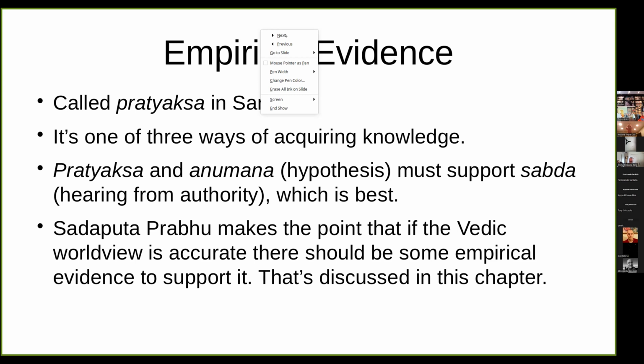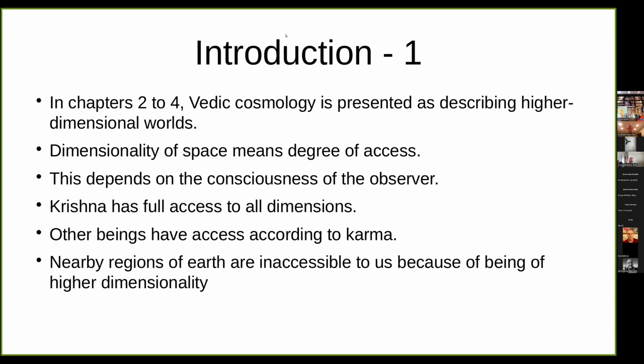So the first part is an overview. He talks about how in the previous 3 chapters, he presented this Vedic cosmology, and he described different higher dimensional worlds that exist, but we don't have complete access to.